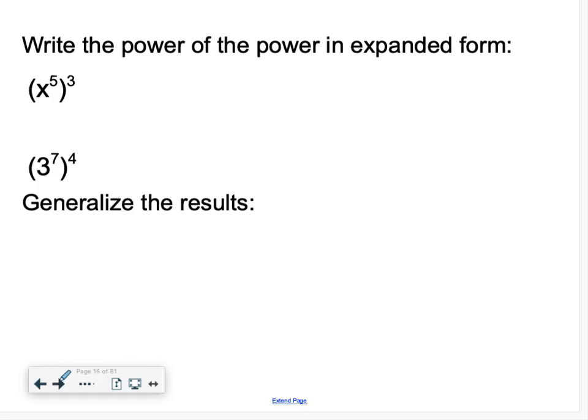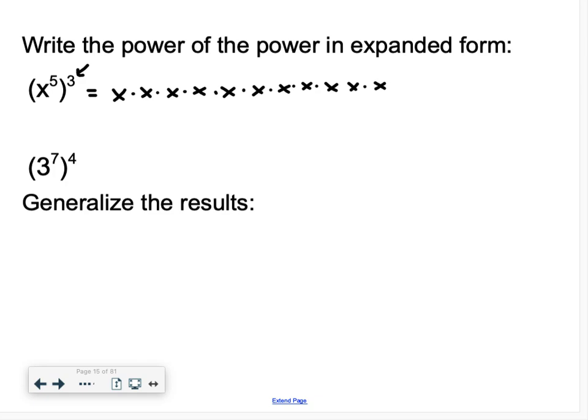All right, next rule is a power on top of a power. If I expand this, I'll do it with the first one, maybe not the second one, but x to the 5th and then cubed means I'm going to do x times x times x times x, that's 5 times. And then if you cube something, you take it times itself 3 times, right? So I'm gonna just do that again. 1, 2, 3, 4, 5.